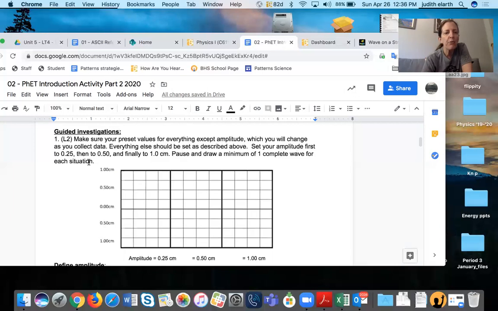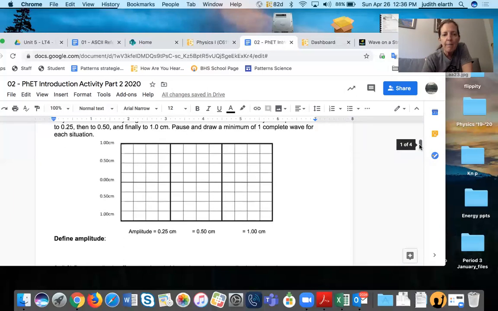Set your amplitude first to 0.25. And so you're going to do that. And you're going to actually draw in here where it says amplitude 0.25, draw what one complete wave looks like. Then you're going to leave everything else the same, but change amplitude to 0.5, draw it here. And then amplitude 1.0. And draw it here, okay? Define amplitude comes next, and based on the last assignment, I think you can already do that.